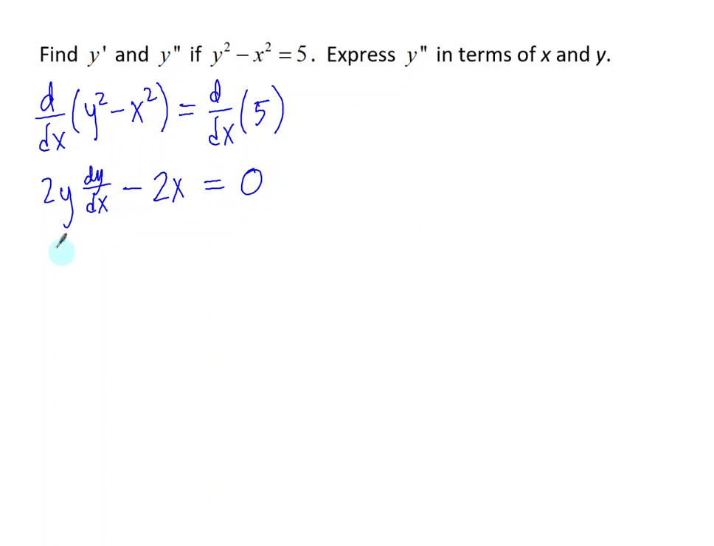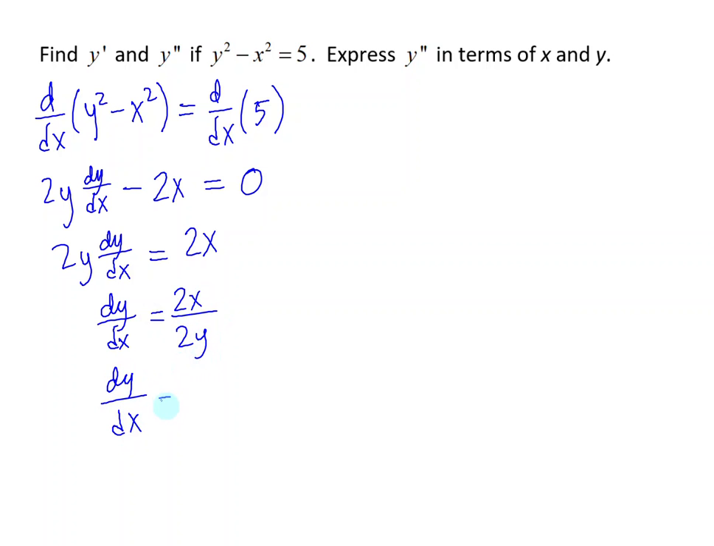Solving for dy dx, 2y dy dx equals, add 2x over there, and then we divide by 2y. dy dx equals 2x over 2y, so dy dx equals x over y. This is, of course, y prime. Y prime is x over y.